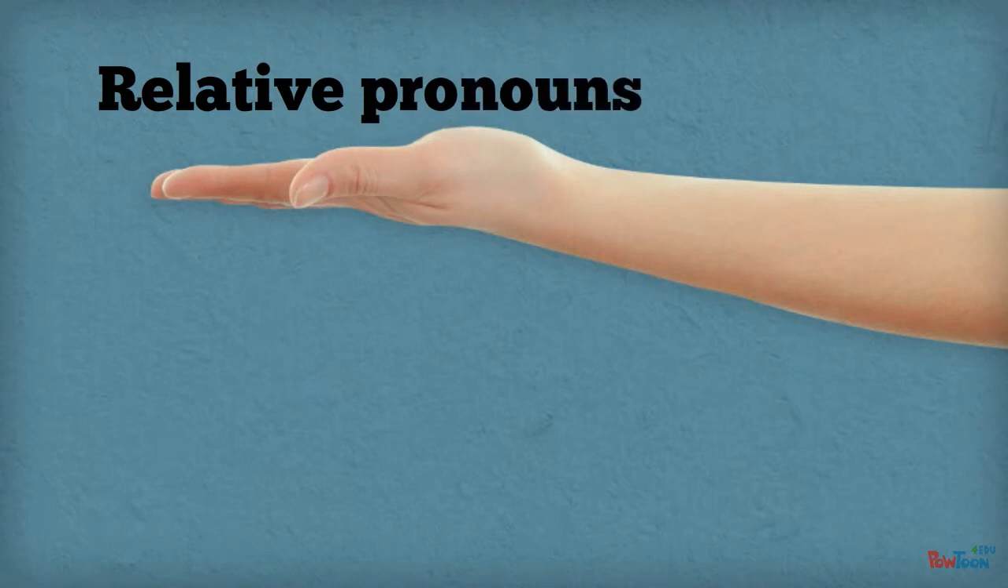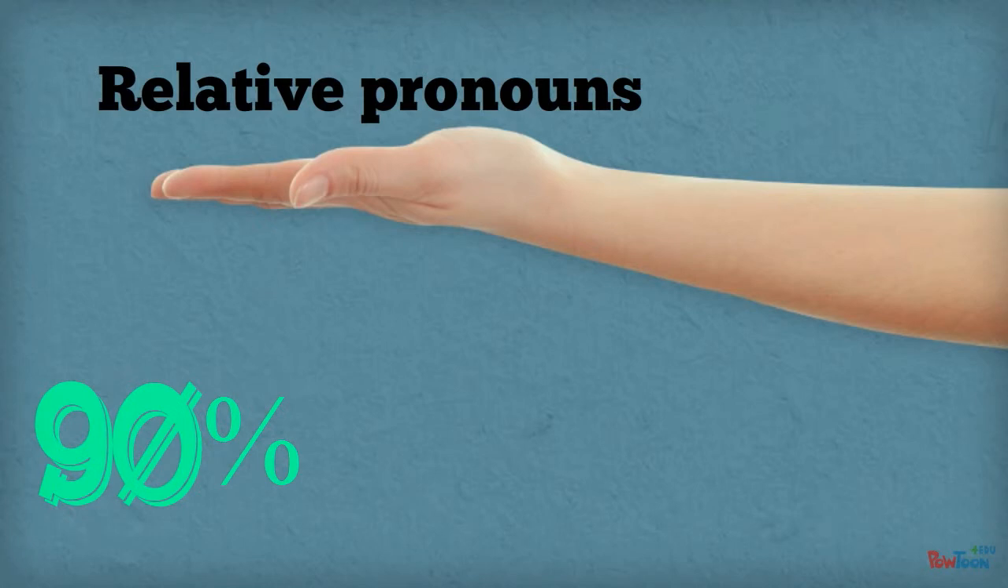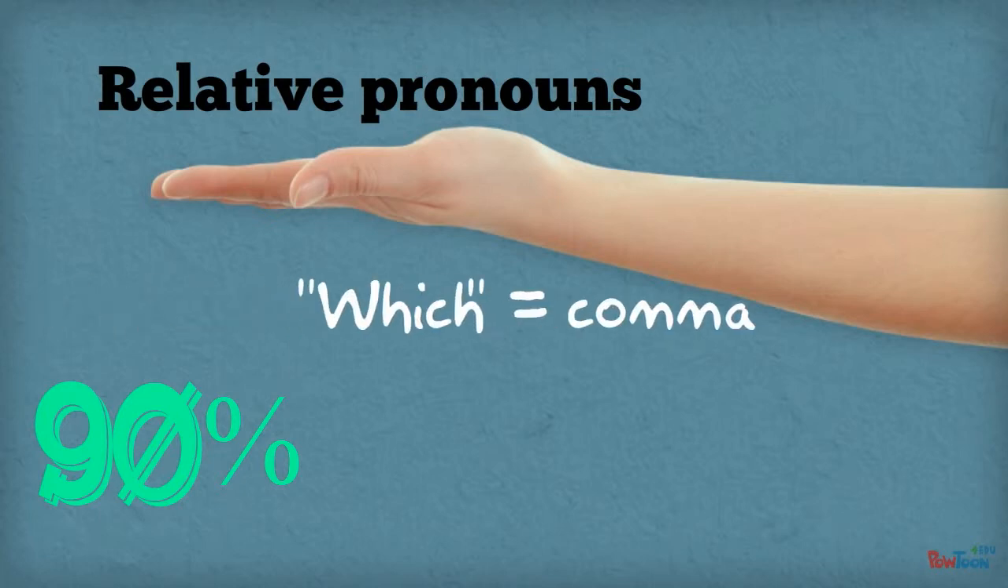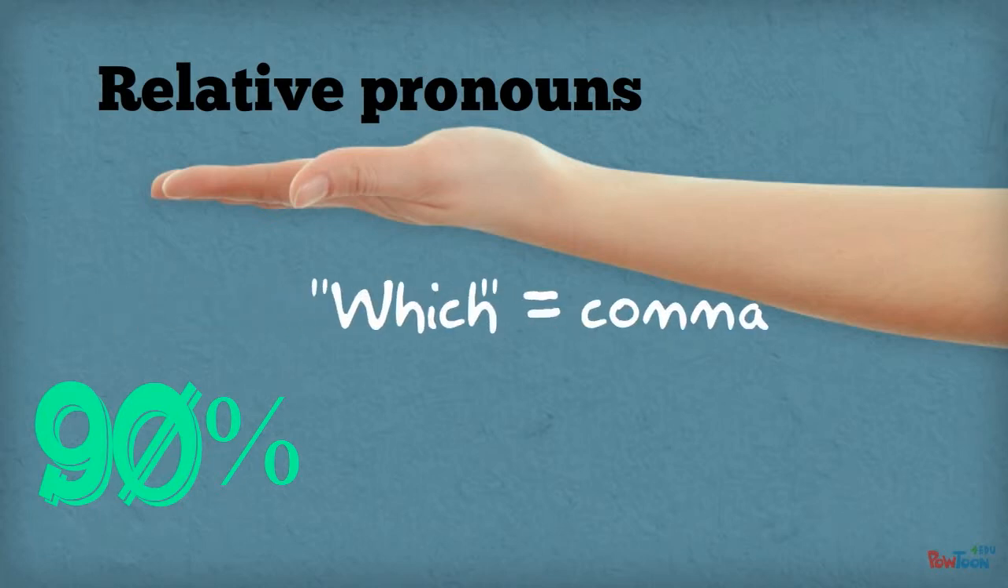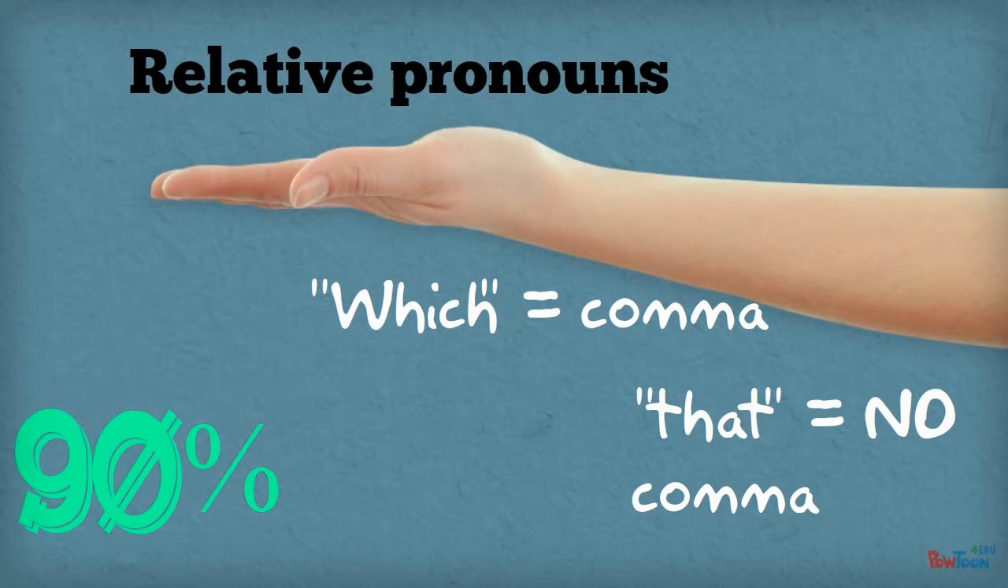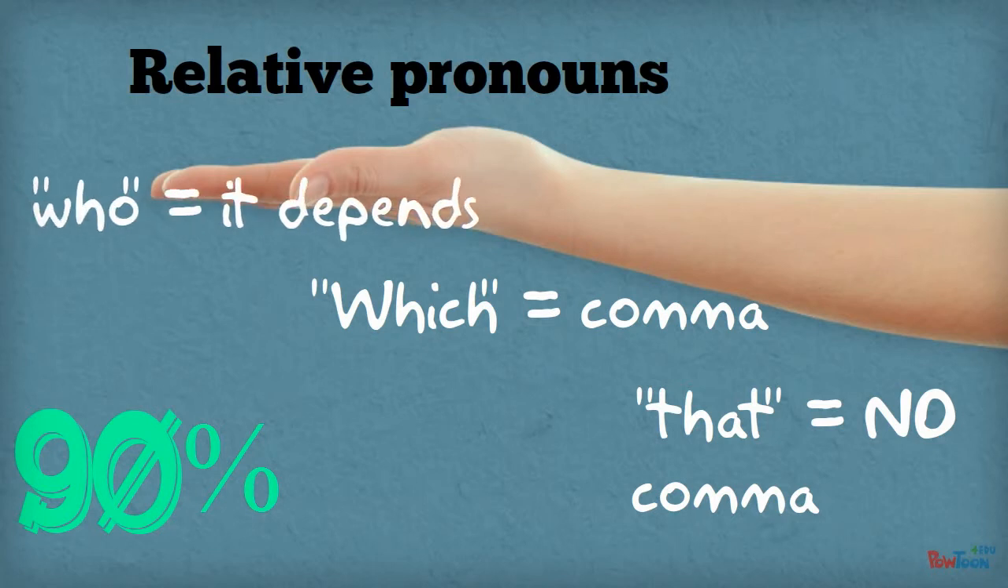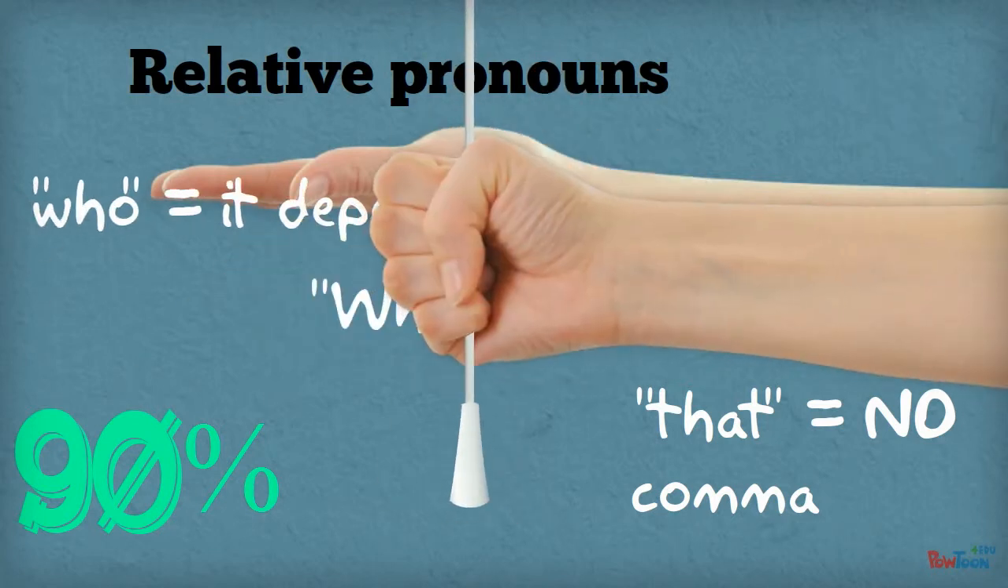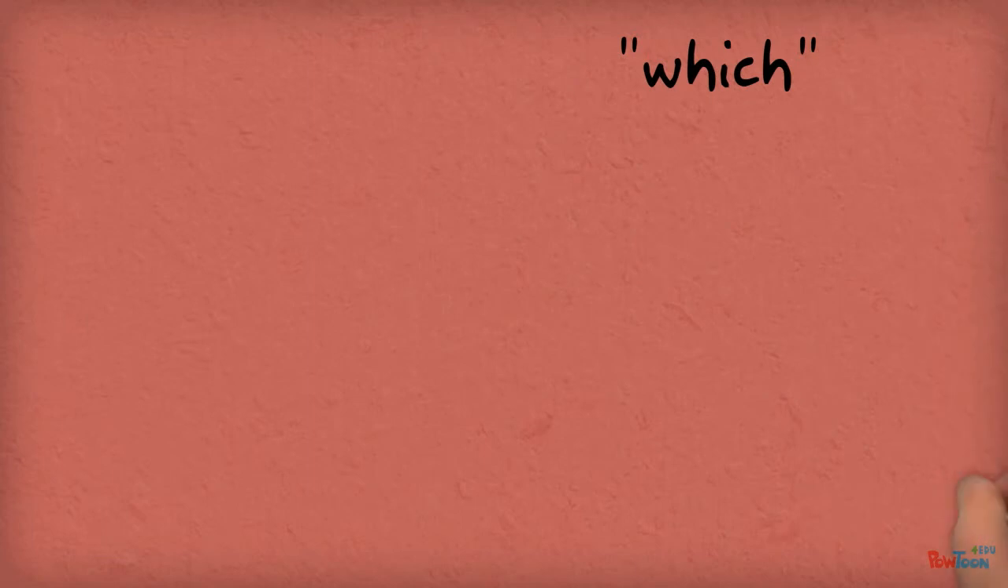Relative pronouns tend to give students problems where commas are concerned. My 90% rule, which means that if you follow these basics, you'll be right 90% of the time, is this. Always use a comma with the word which. Never use a comma with the word that. And understand the context when you use the word who. Let's start with which. This pronoun is usually added when you want to add additional information about a thing.